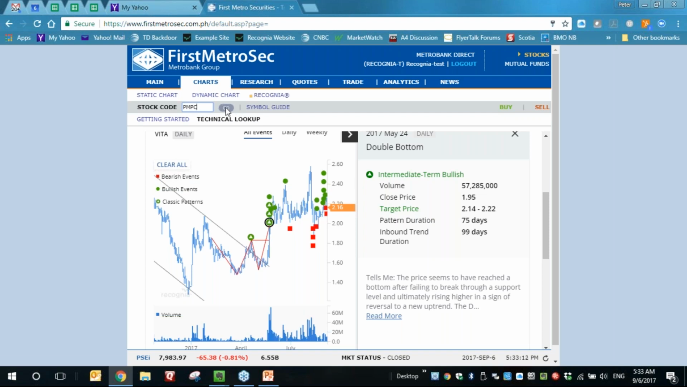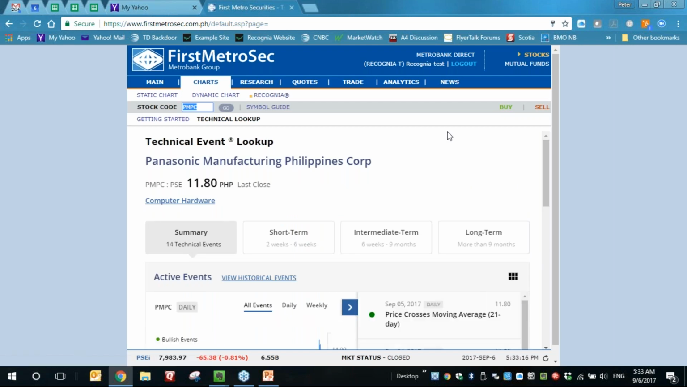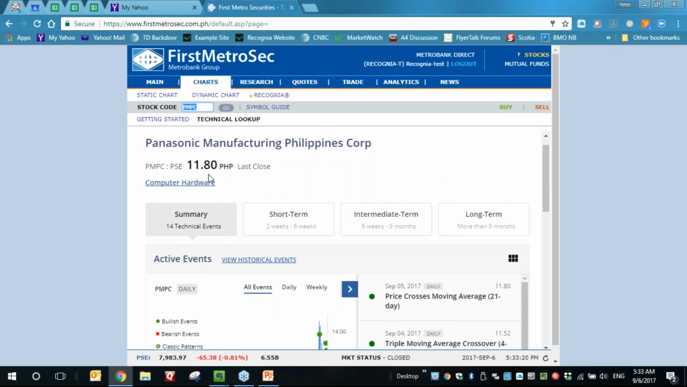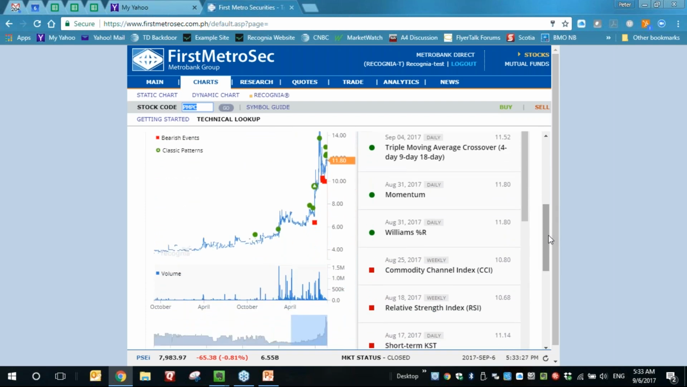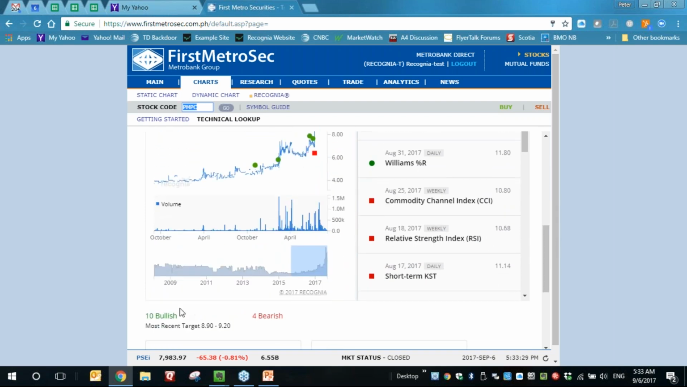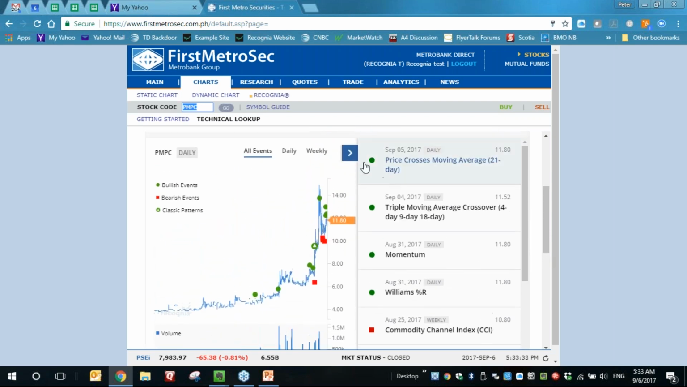PMPC. It's another one I've been looking at. This is Panasonic Manufacturing, Philippines. So here's a stock. It's currently trading at 1180. It's in the computer hardware sector. In the summary view, we can basically see that we've had 10 bullish and only 4 bearish events. So in the summary view, this is actually looking quite bullish.